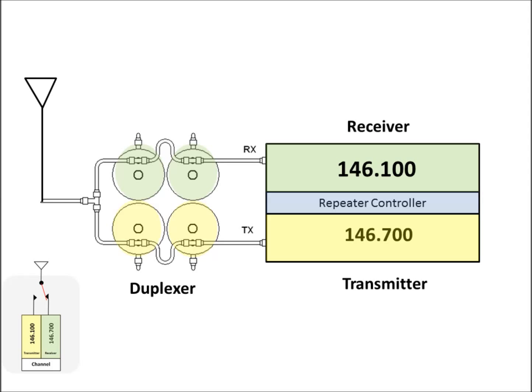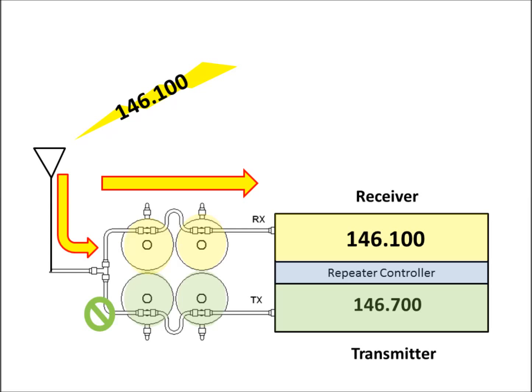So how does this work now? Here's the repeater in receive mode. It's actually receive and transmit at the same time, but we're going to walk through the flow of how this works. So you have a walkie-talkie, it's transmitting on 146.100. That signal strikes the antenna, comes down the coax, and the first thing that happens is it hits that T.